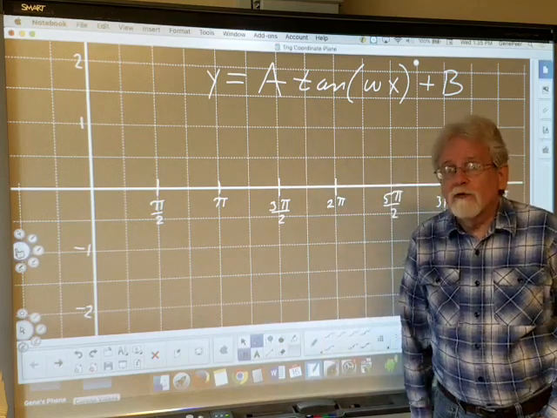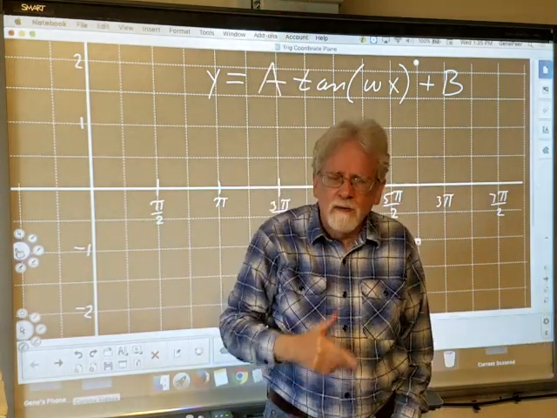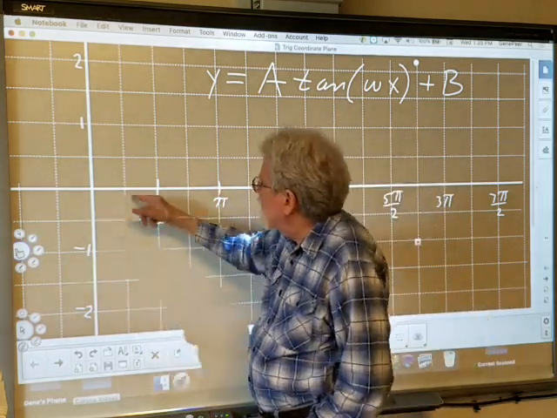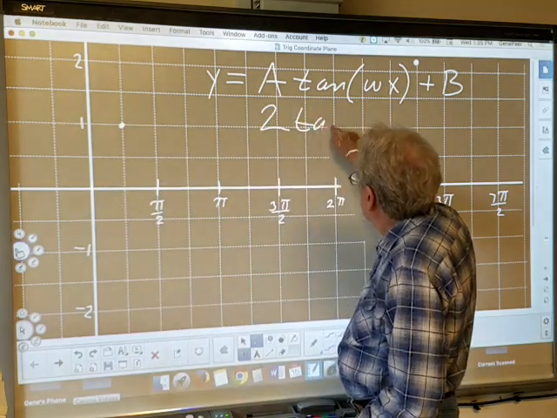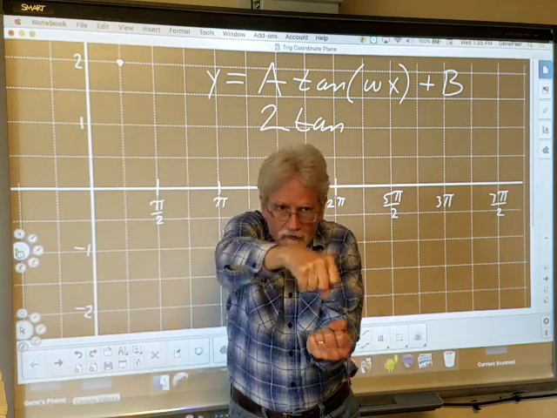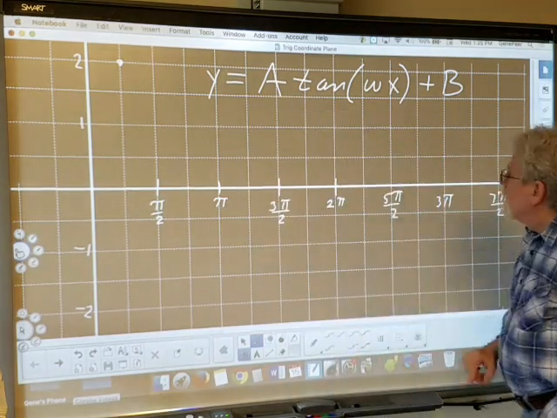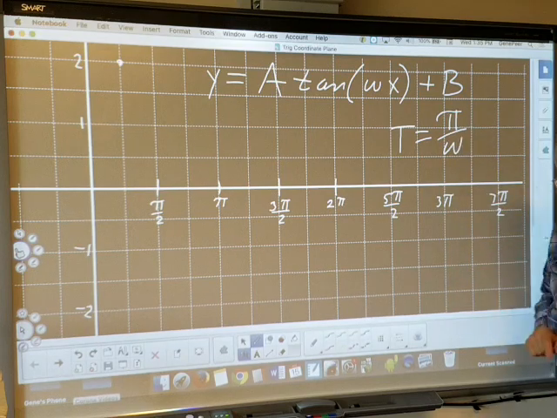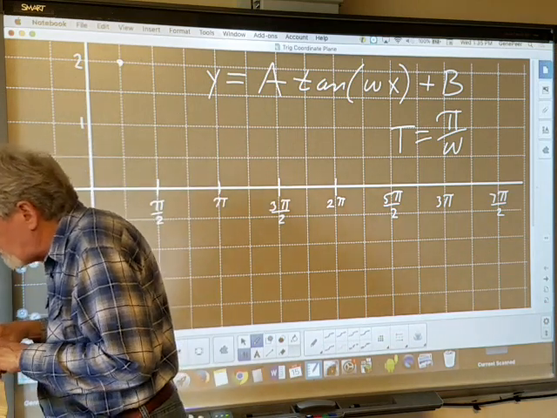You already know what a does. A changes the amplitude. But tangent doesn't have a maximum or a minimum. So the amplitude simply tells us that, for instance, instead of having a value of 1 up here, if a were 2 times tangent, we would have that point instead of this point. It would make the whole thing get stretched. Then what about omega? Well, remember your period is pi over omega for tangent.